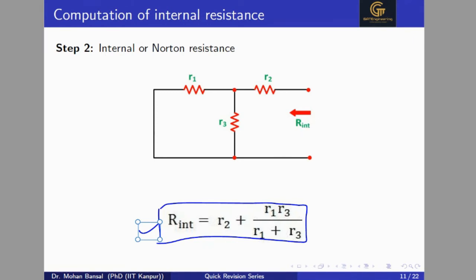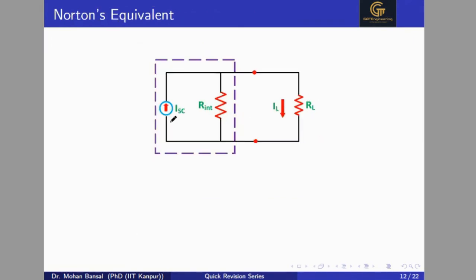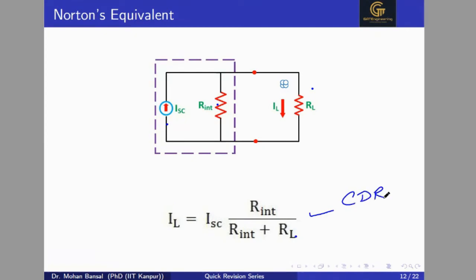Now we know Norton's resistance and Norton's current, we can simplify it with the help of this circuit diagram, and RL is connected back to this circuit. And we can find out the current IL in this circuit with the help of ISC into RN divided by RN plus RL. This is nothing but the current dividing rule, CDR. So this is the part where we had given only independent sources.